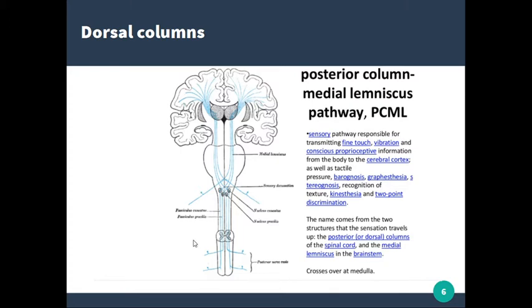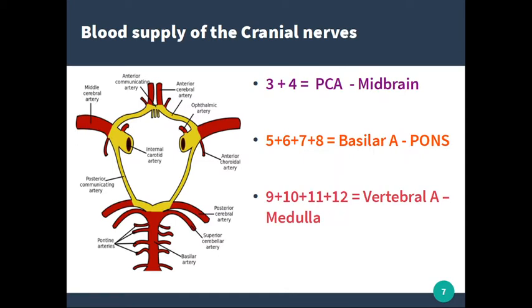It is important because the dorsal column also creates a function of recognition of texture, and two-point discrimination. These are always tested in the clinical examination, especially when carrying out a cerebellar examination. So, why is the blood supply important? Next, we're going to move to blood supply.